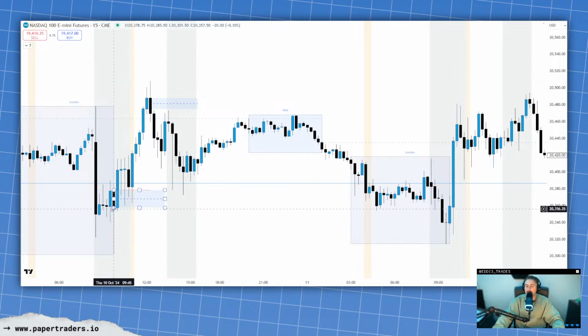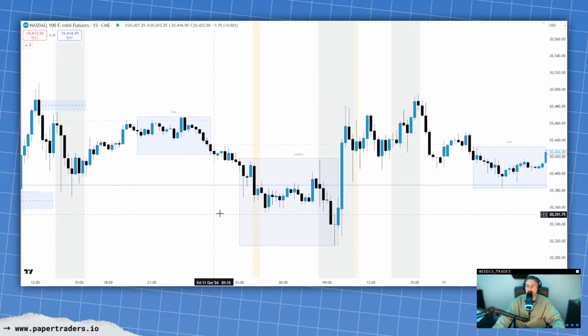We swept the closing price right here. We came up to the opening price. Sorry, yeah, that was the opening price. Now we're holding above the opening price of this candle. We just keep holding it. All right, where's our next liquidity? This wick right there. Awesome. Continuation up.